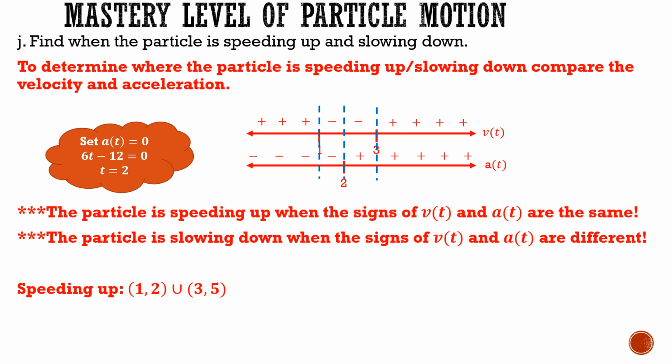All right, so I have speeding up from 1 to 2 because both of these are negative. So from 1 to 2, I'm speeding up. And also from 3 to 5 because all of this is positive and all of this is positive. So our signs are the same in those two areas. That means I'm speeding up. I'm slowing down where the signs are different. So I'm slowing down for 0 to 1 because I have positive velocity with a negative acceleration. And then I'm also slowing down from 2 to 3 because I have a negative velocity and a positive acceleration.